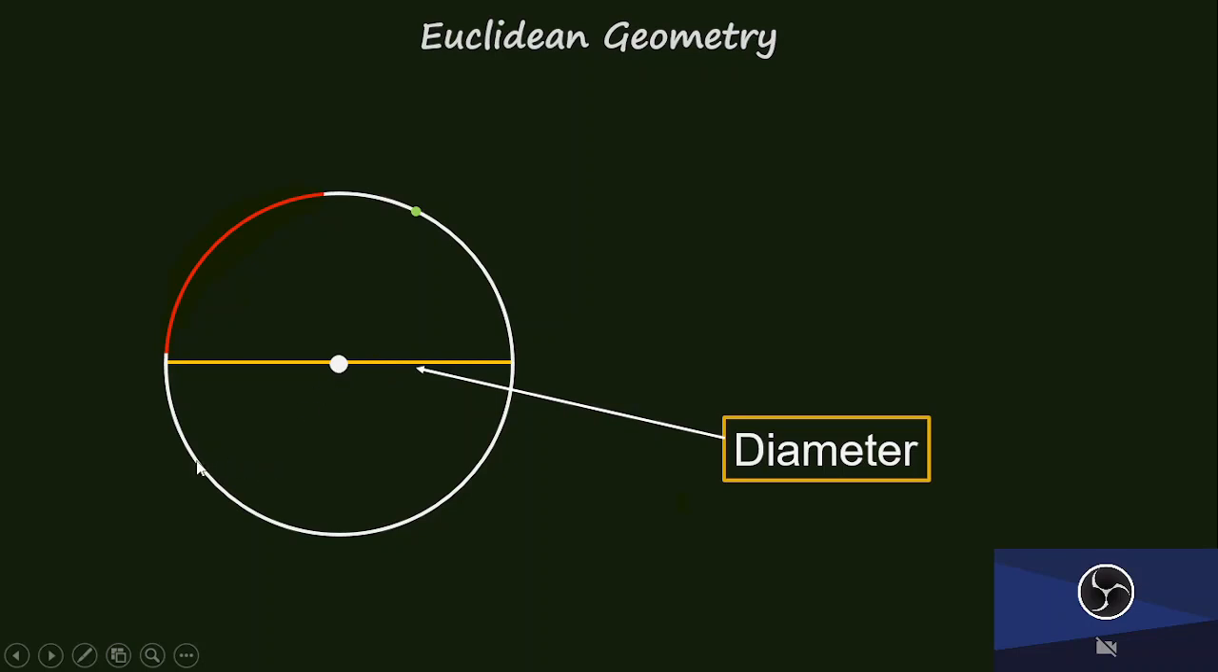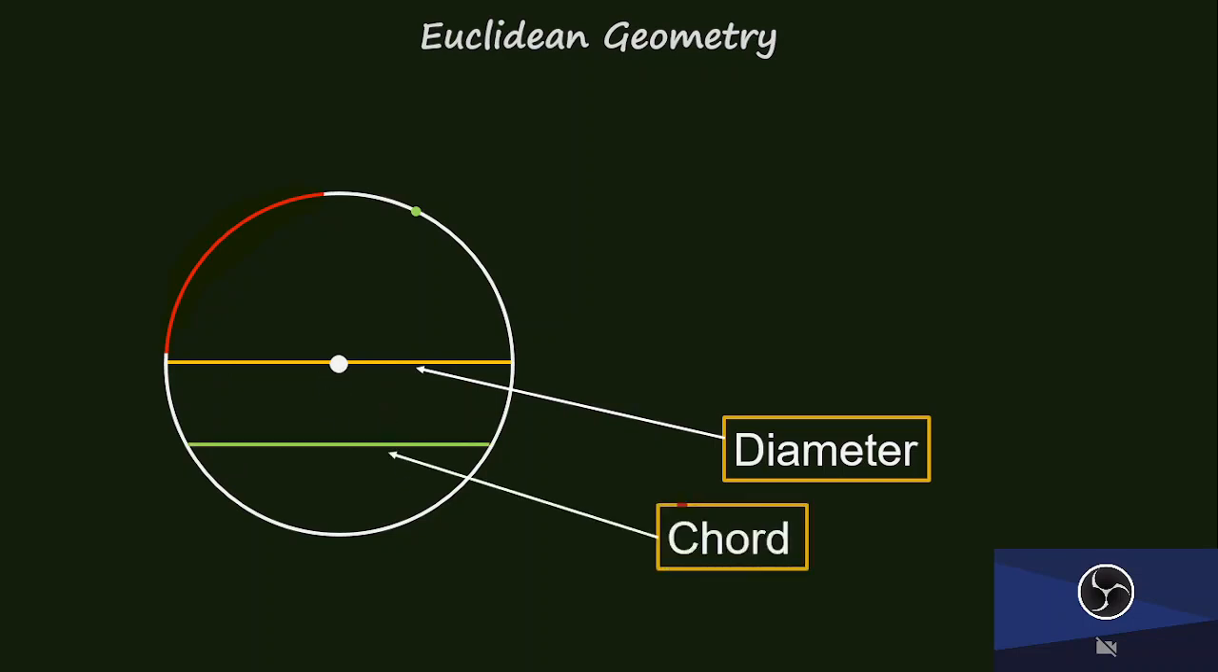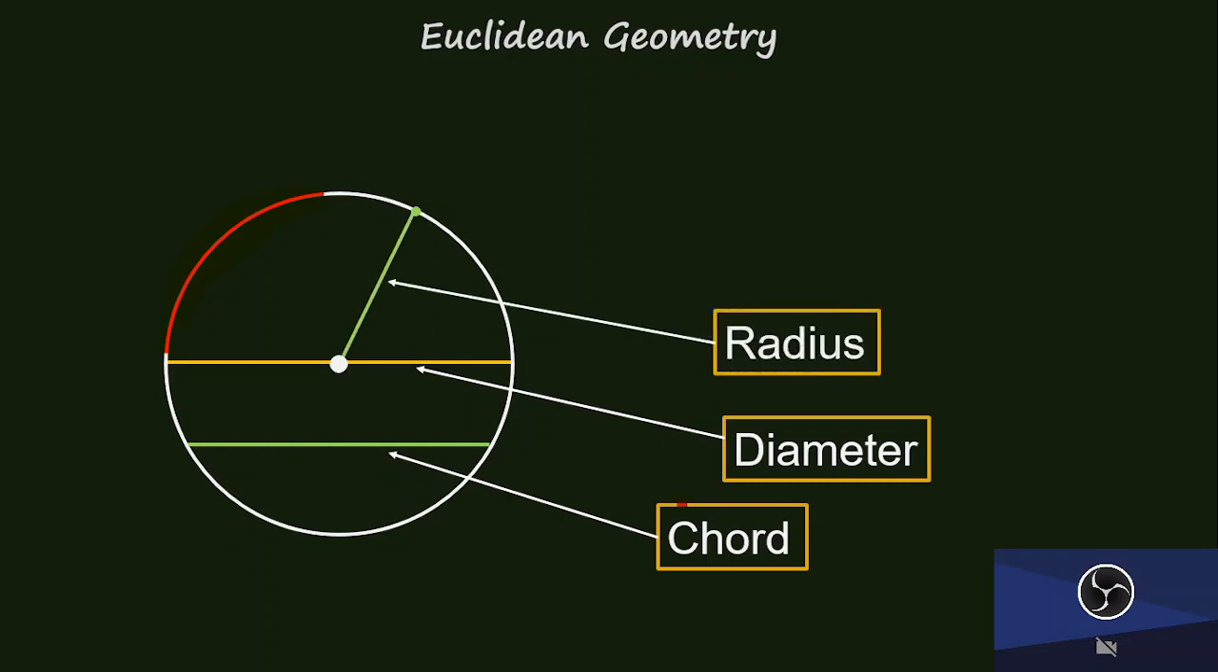But if I draw any line, anywhere, that goes from circumference to circumference, but it doesn't go through the center, we call it the chord. So any line from circumference to circumference that doesn't go through the center, we call it the chord. If you draw any line from the center to the circumference, it doesn't touch the circumference in two places, we call that line the radius. So this is the radius of the circle. It just moves from the center to the circumference, right?